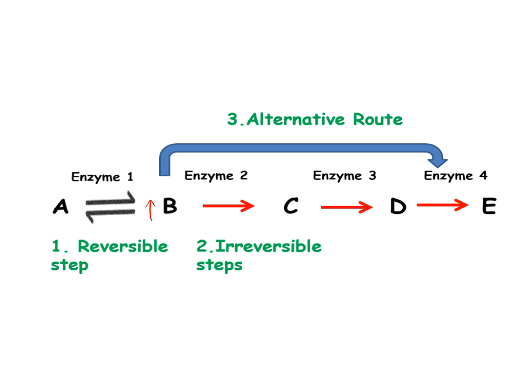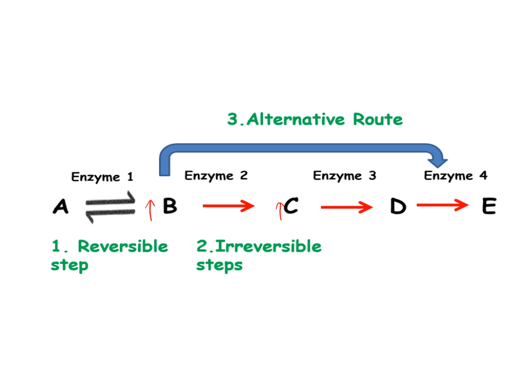Now we can also see once B has been converted into C, it doesn't matter how high that concentration of C is going to get, we cannot convert it back into B. So that's like the point of no return in this metabolic pathway.